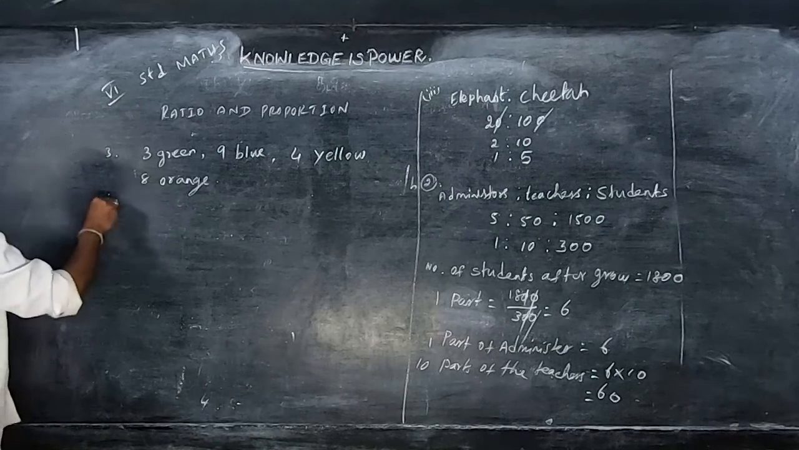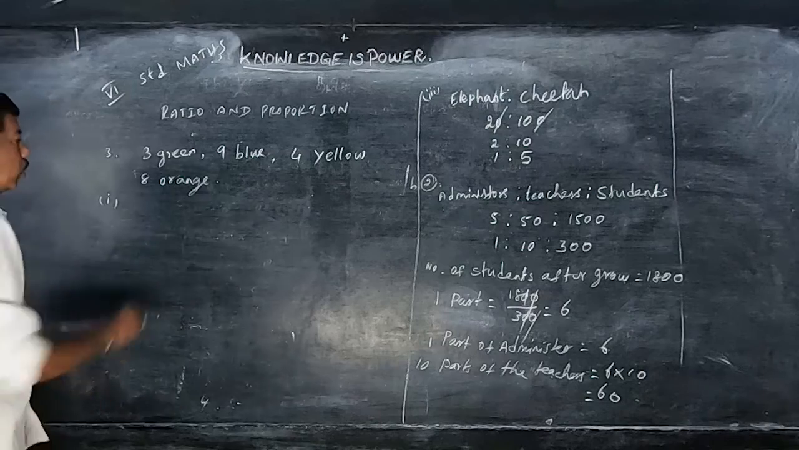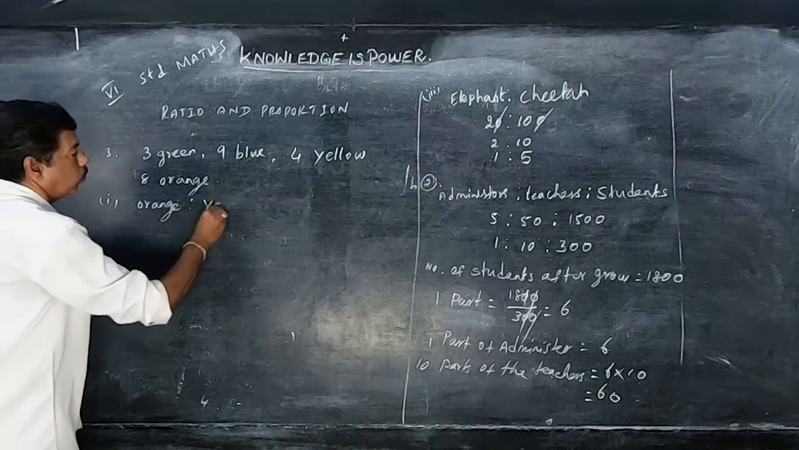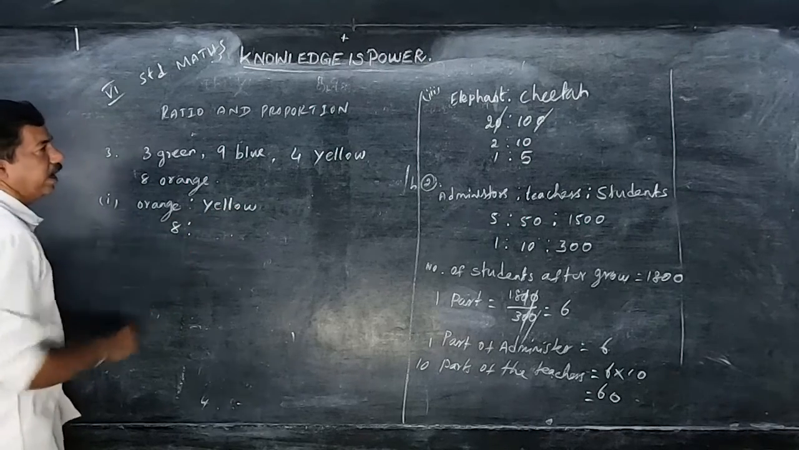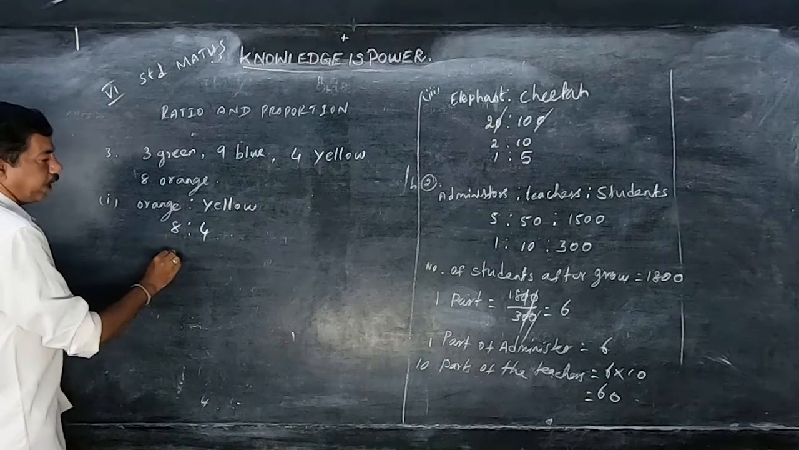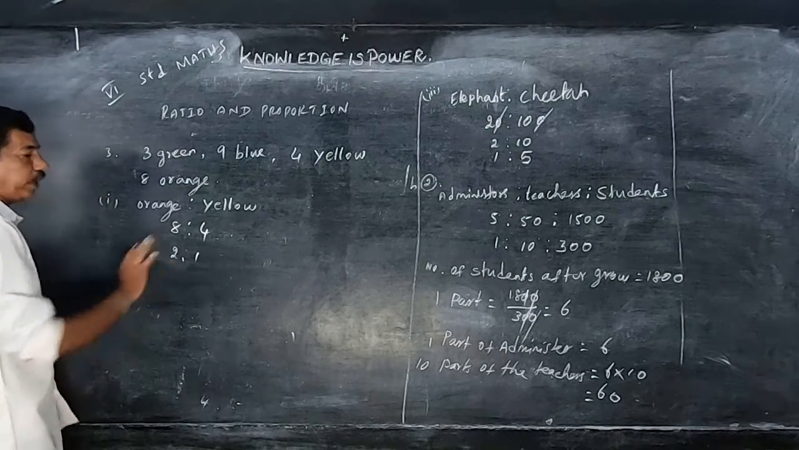So what did they ask in question number 1? Orange to yellow, so orange is to yellow. So what do you have to write? Orange will be 8, yellow will be 4. So this has to be reduced: 4 table 2 times, 4 table 1 times, 2:1.